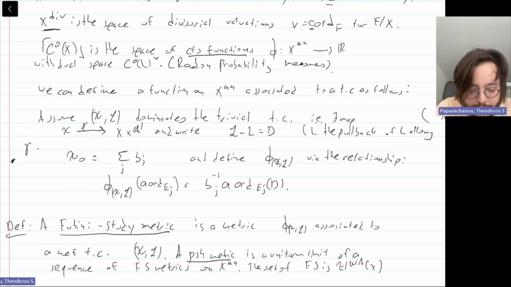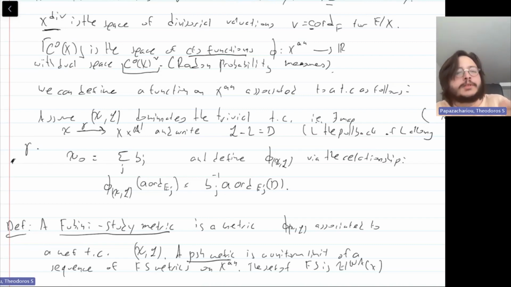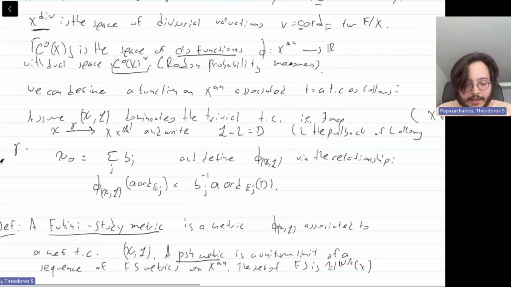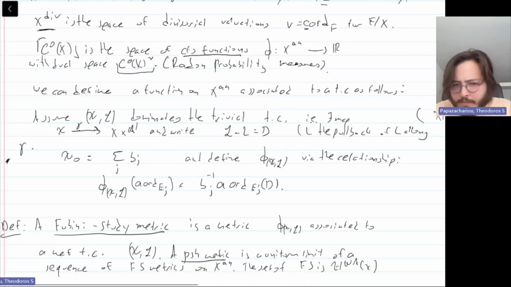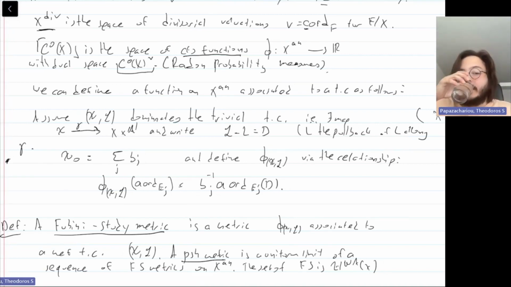And this has a dual space denoted like this, C^0(X^an) dual, which is the space of Radon probability measures. So this is a dual space to a function space, so these are probability measures, and we will discuss a little bit more how they come into play in the study of divisorial stability later on.